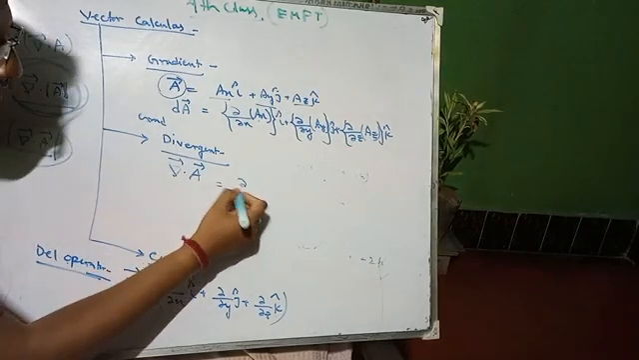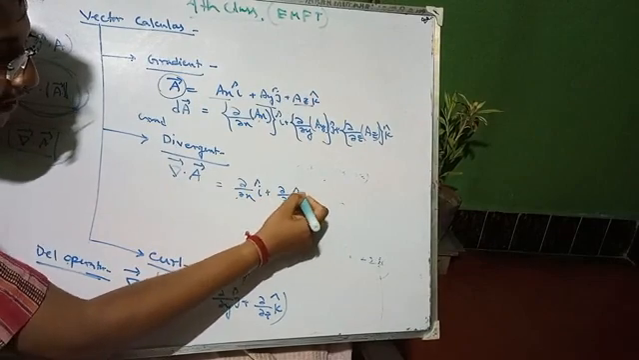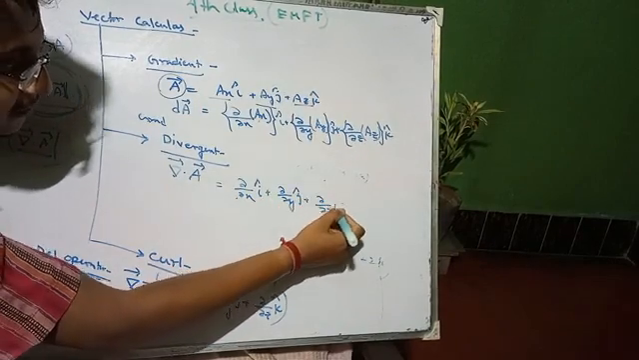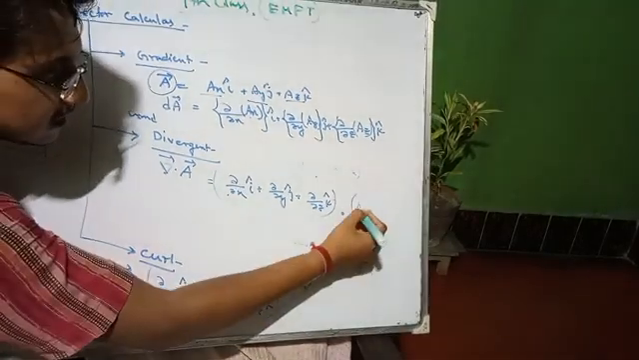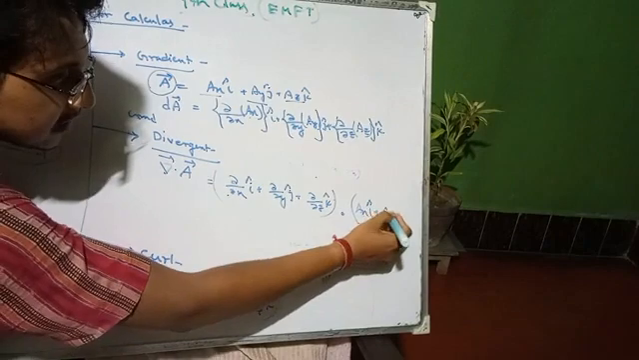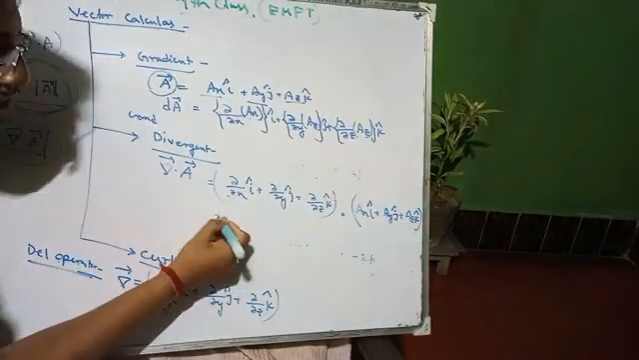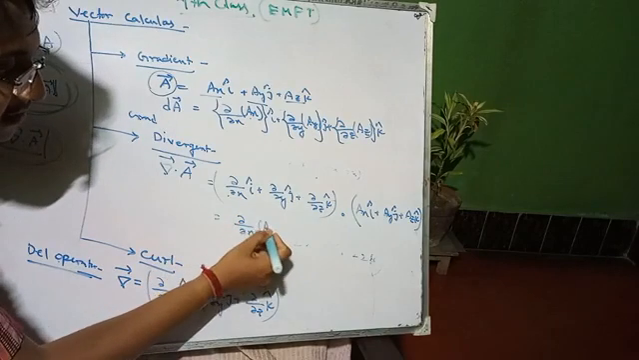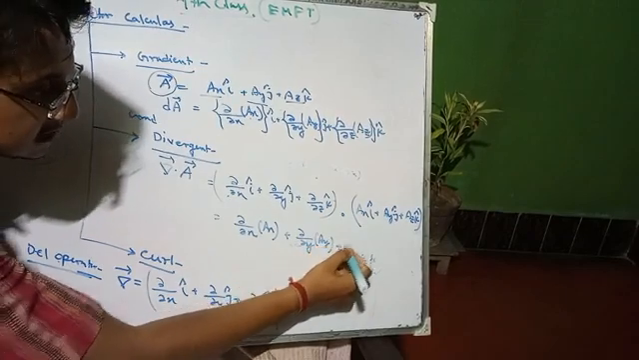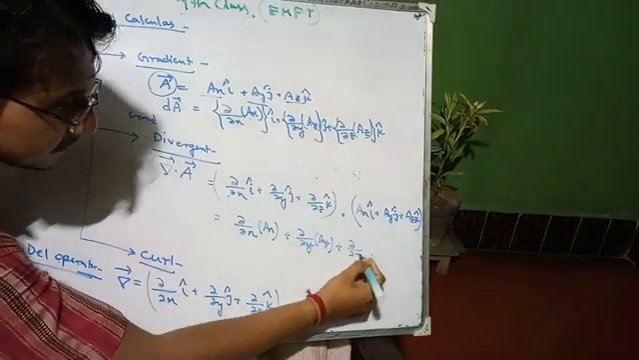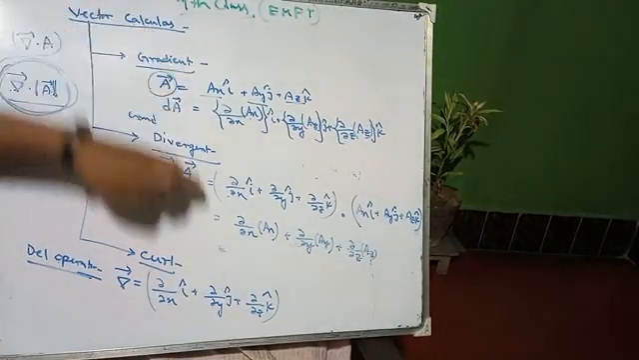So del x i cap plus del y j cap plus del z k cap, dot product with ax i cap plus ay j cap plus az k cap. So here you get del x ax plus del y ay plus del z az. Okay, so what is the difference between gradient and divergence?